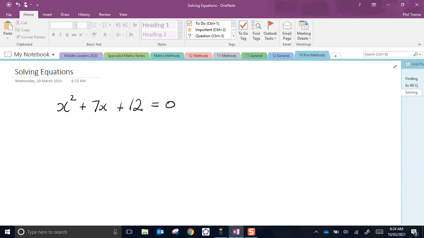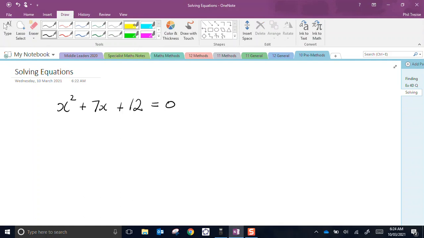Now the difference today is that we have this part here. We have this equals and then something else on the other side. In the past few weeks, we haven't had an equals. We've just had the left-hand side, the expression. So let's see what difference this makes. Well, we begin by factorisation.